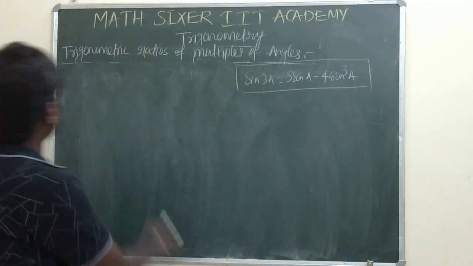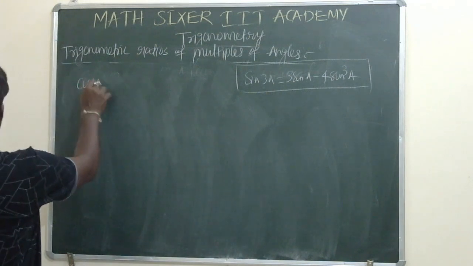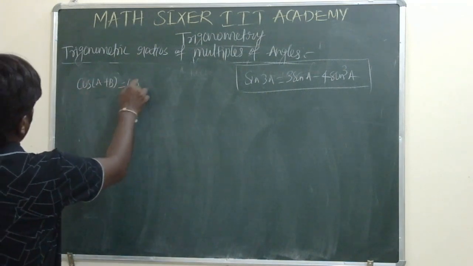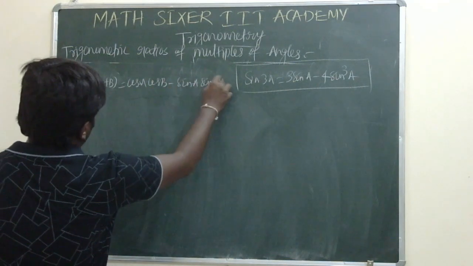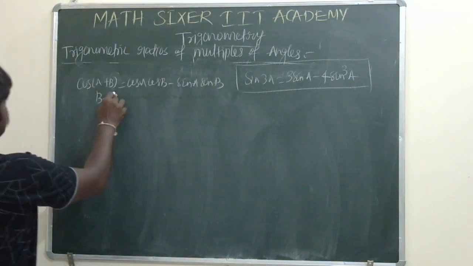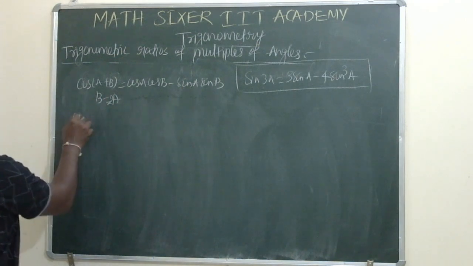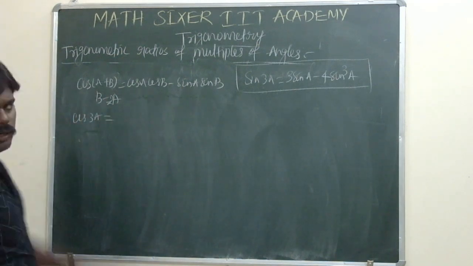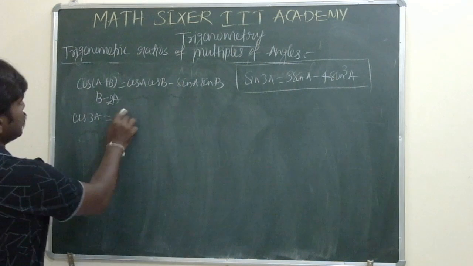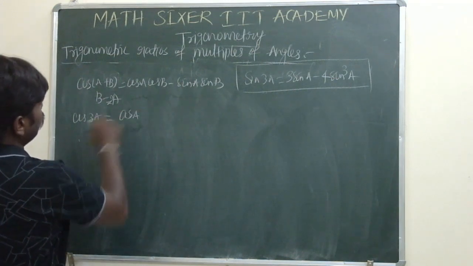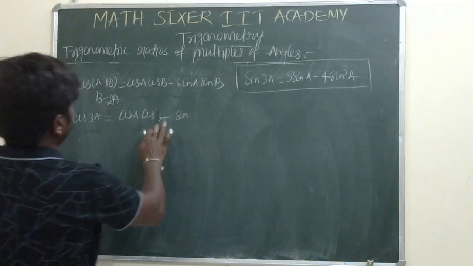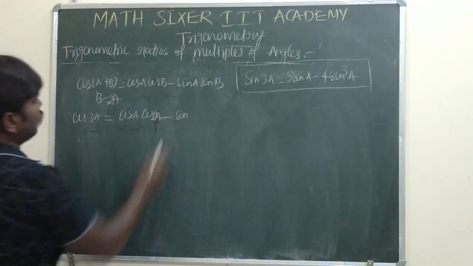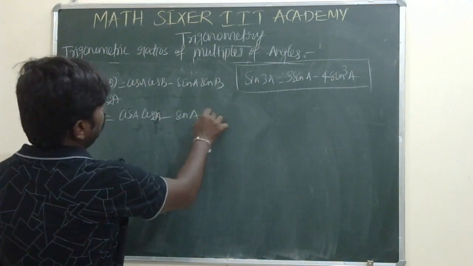So cos 3a means here we need cos a plus b. Cos a plus b is equal to cos a cos b minus sin a sin b. So what I am doing is substituting b is equal to 2a, so that I will get cos 3a on the left side, and on the RHS cos a cos 2a minus sin a sin 2a.